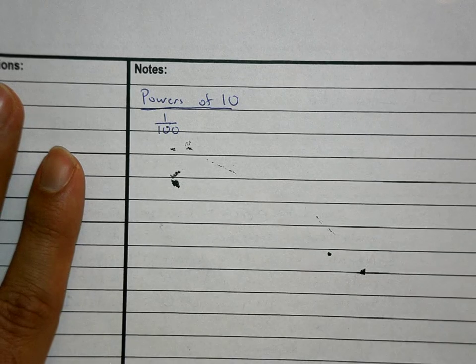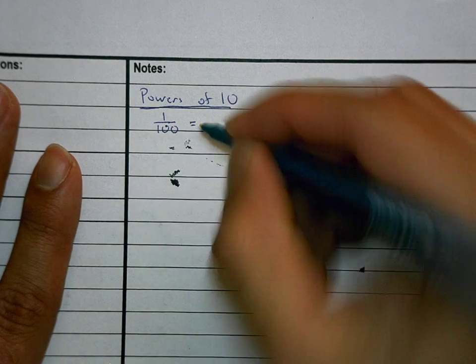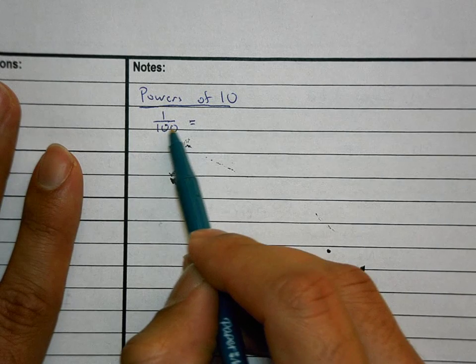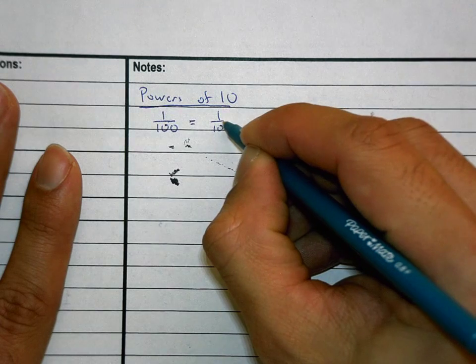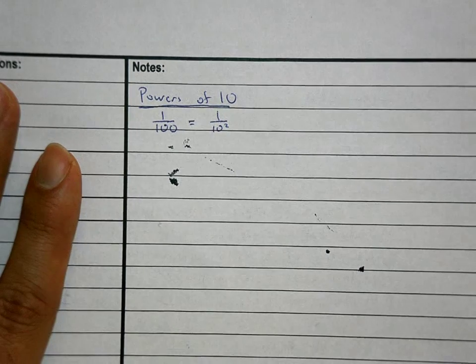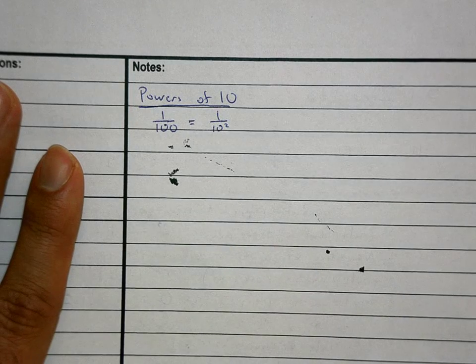Okay, 1 over 100 is the same thing as, I'm not sure if you know this, but if you see these, that there's 2 zeros, guess what? That's the same thing as 10 to the second power. If there were 3 zeros, it would be 10 to the third power. That's only for powers of 10. It's the only thing that this works for, which is nice because it will make it more convenient for us.